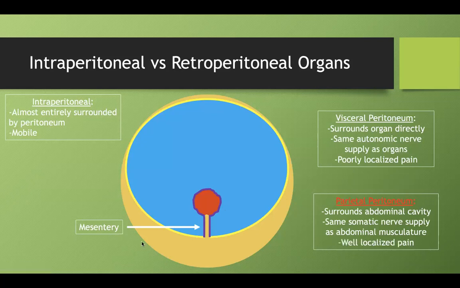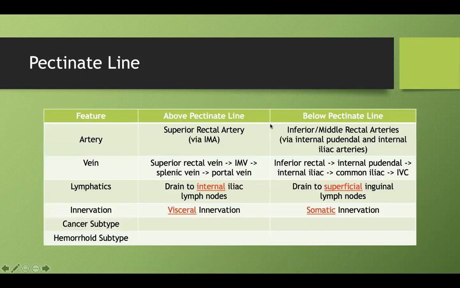And so when I think of visceral innervation versus somatic innervation, you can see how these somatic nerves are generally much closer to the surface compared to visceral innervation. So when we talk about the different types of cancers, if you look above the pectinate line, you'll see adenocarcinoma predominate, whereas below the pectinate line, you'll see squamous cell carcinoma.